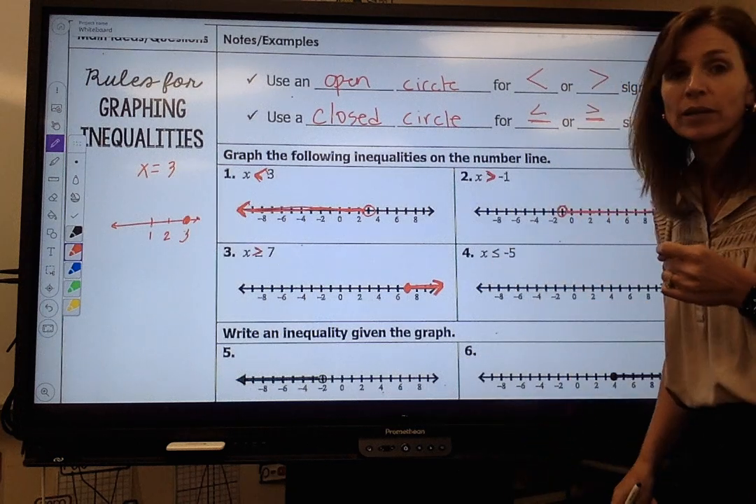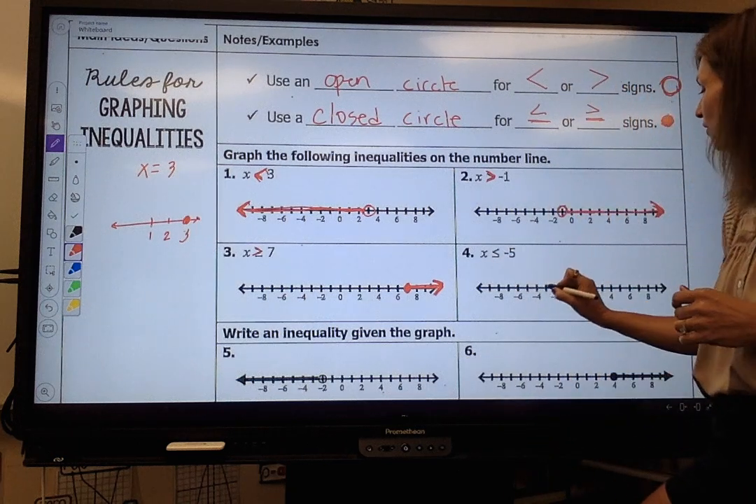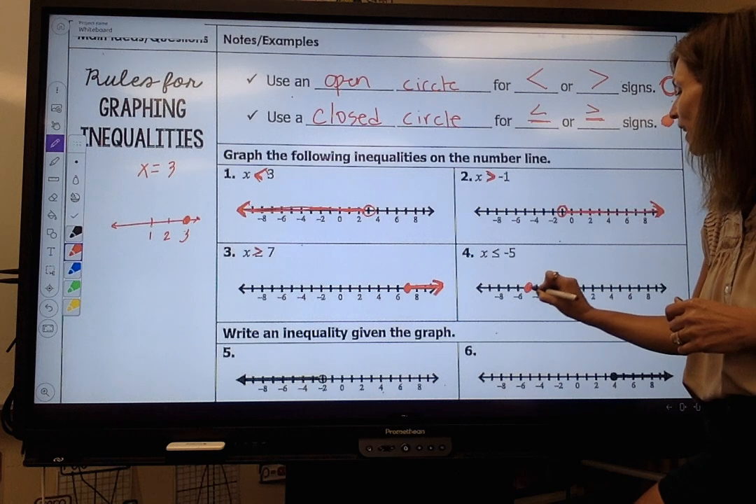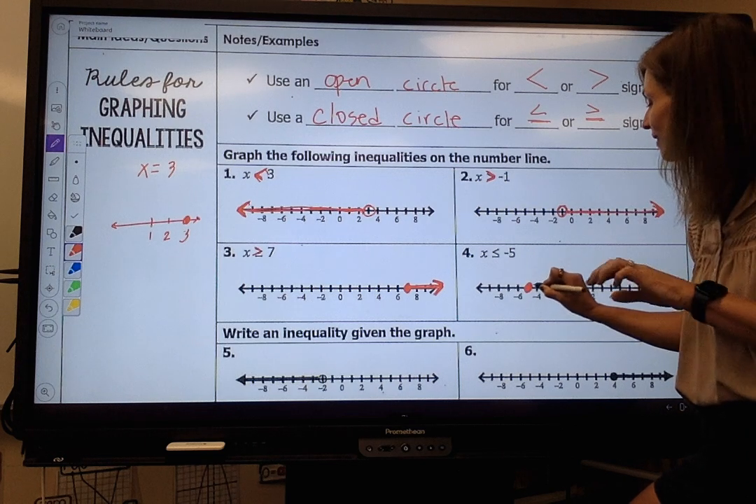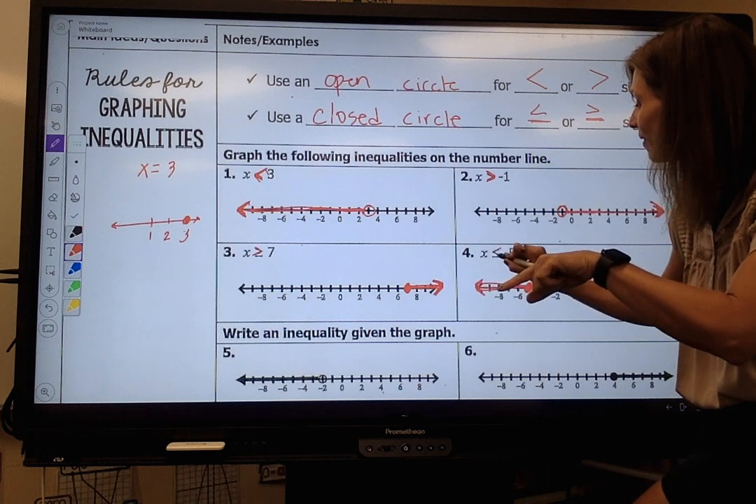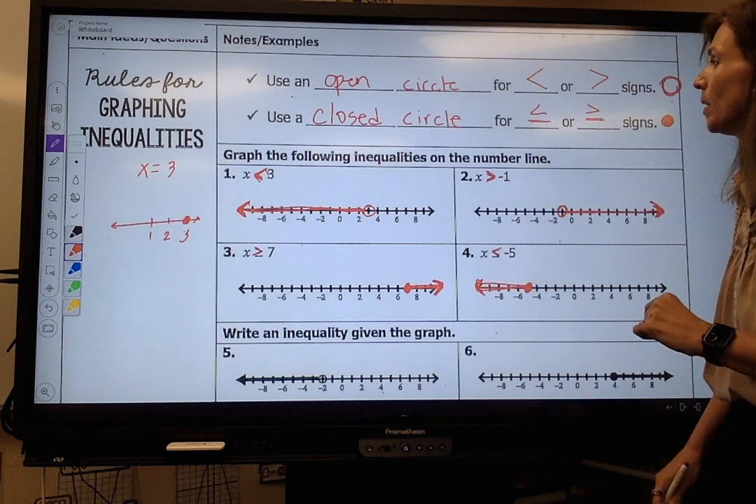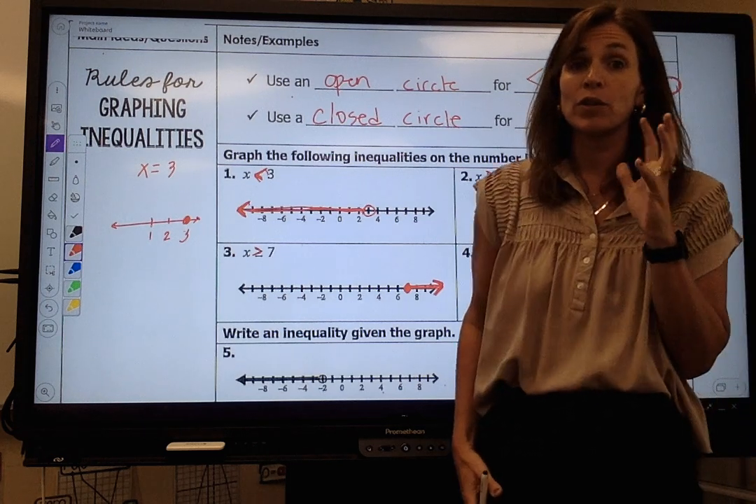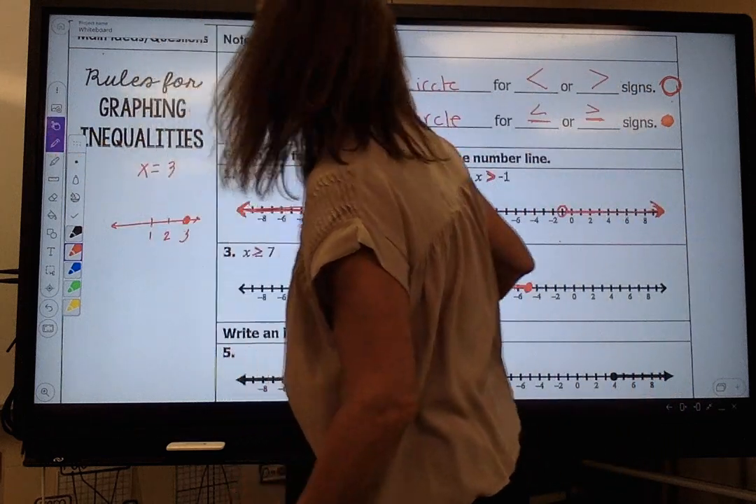X is less than or equal to -5. Is -5 a solution? Absolutely. So I shade -5 in, and it's less than, so it's going this way, and this arrow matches this arrow. So that's what it looks like on the number line when you're filling in the number line.